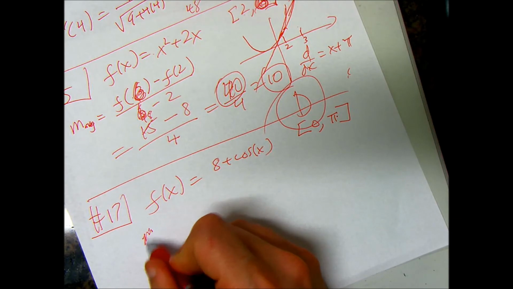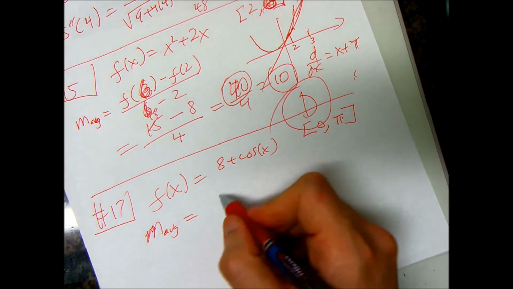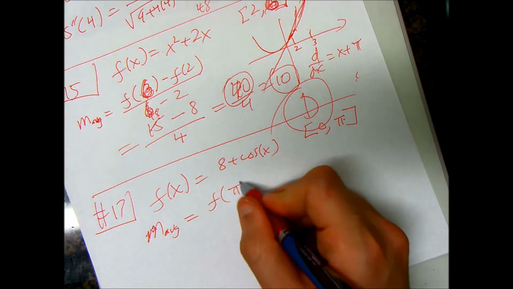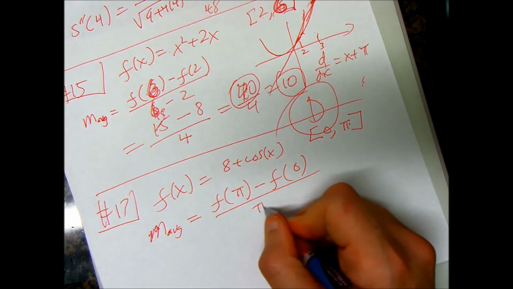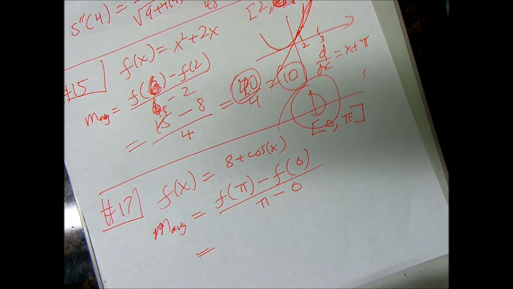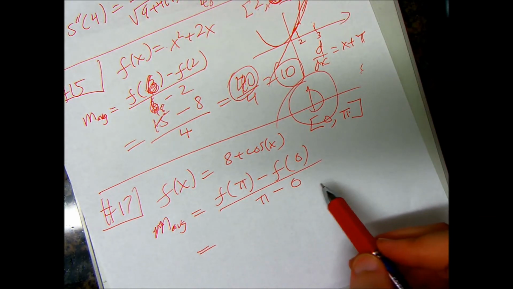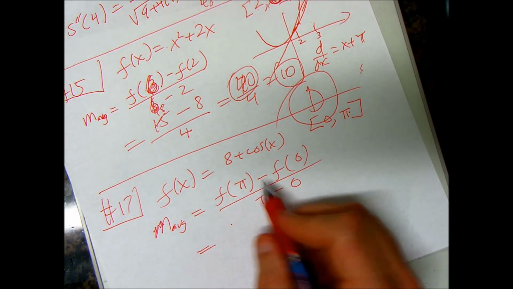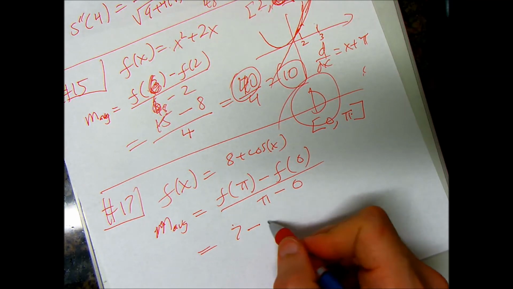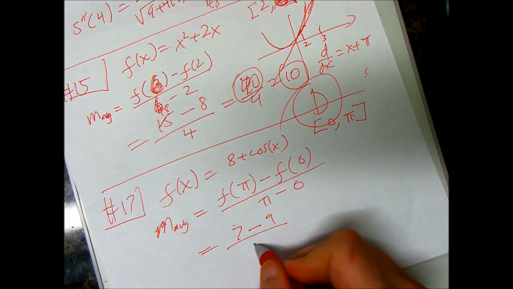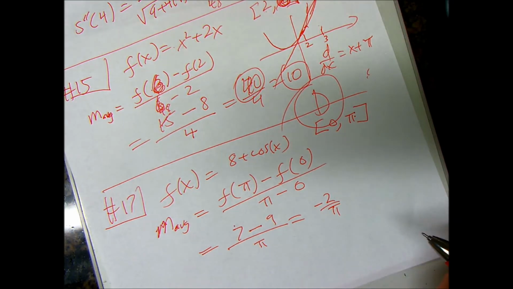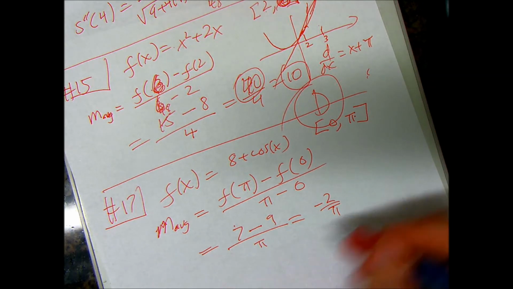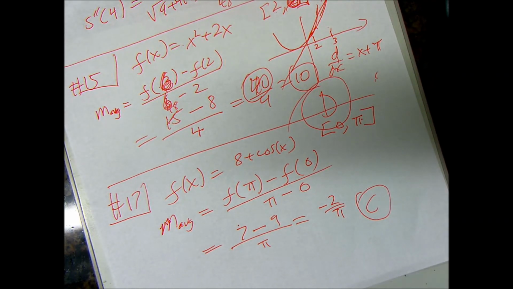Alright, average rate of change, again, just think of slope, is f of pi minus f of 0 over pi minus 0, which turns out to be f of pi is cosine of pi is -1, so this is 7 minus, and then cosine of 0 is 1, 7 minus 9 over pi, so it looks like -2 over pi to me. Yeah, C. Okay. All right. Keep going.